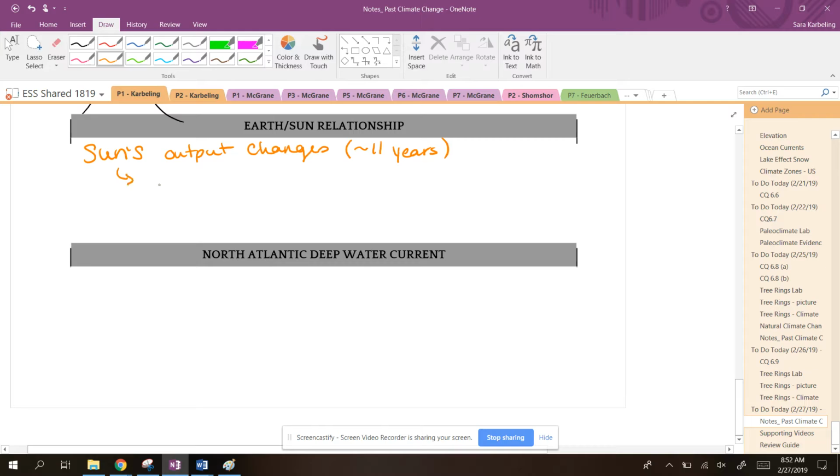At a solar maximum, more energy is output. We have more energy. And when we have more energy, what do you think that that's going to do to the climate? It's going to make it warmer, right?